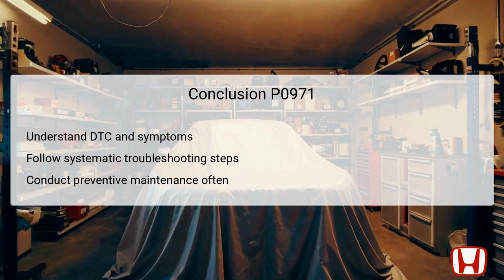In conclusion, understanding DTC P0971 is vital for diagnosing and addressing issues with the CVT clutch pressure control solenoid circuit. Recognizing the symptoms, such as the MIL activation and blinking shift position indicator, provides critical initial diagnostic clues. Following systematic troubleshooting steps allows for a thorough evaluation of necessary components, helping to locate the source of the problem efficiently.